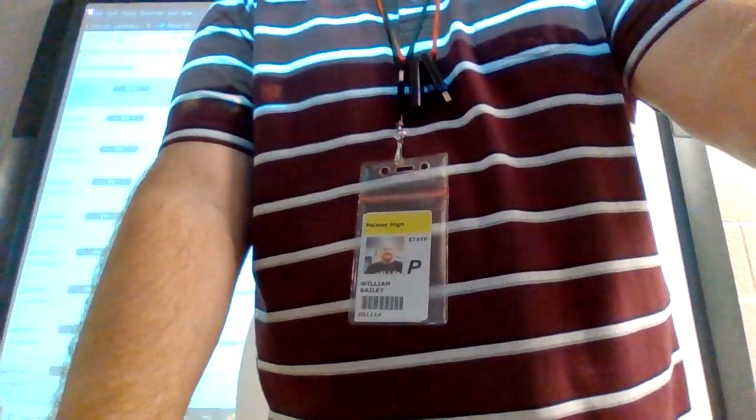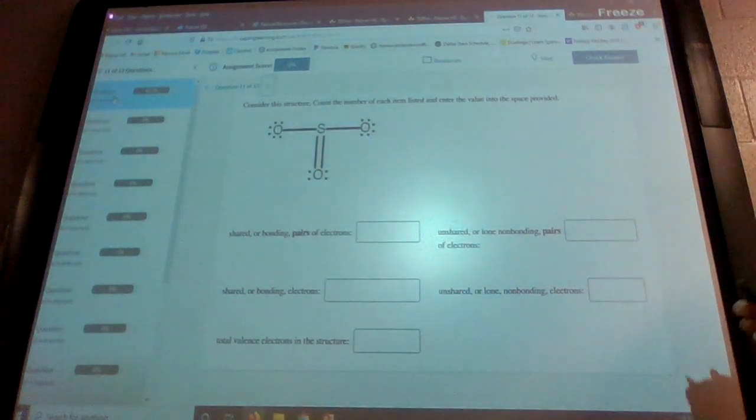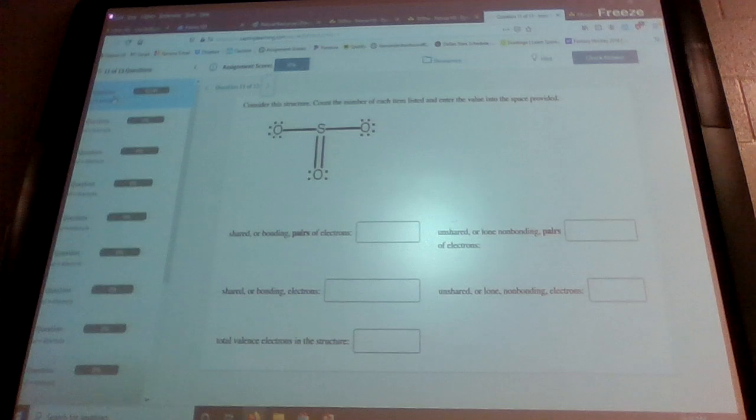Are we doing both pages? No, just page 1. The first 10 questions. The last 2 questions aren't that great anymore. So let me unfreeze this.